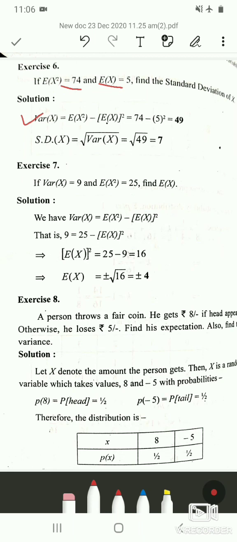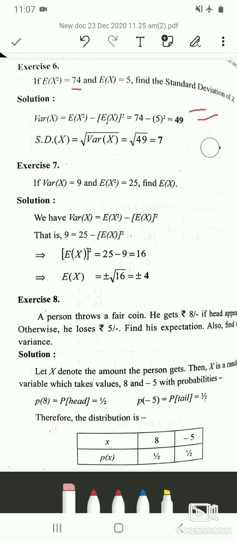So therefore variance of x would be 74 minus 5 whole square, which is 74 minus 25, and the variance of x is 49. Therefore the standard deviation would be square root of variance of x, which is square root of 49. Therefore the standard deviation of x is 7.